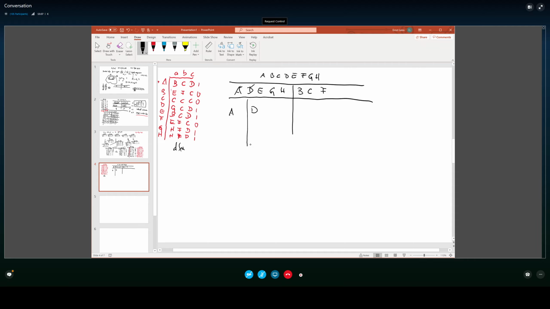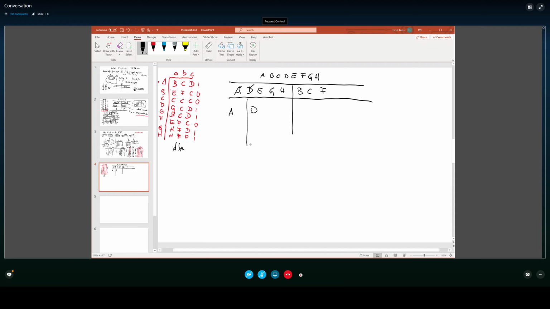E with A. Well, let's try E with D. It doesn't make any difference because E with D, E and D is G and B. G here, B here, so E cannot go together with D. So let's try the other one.